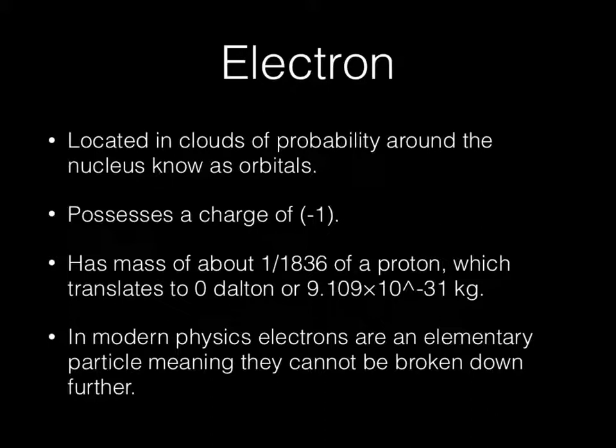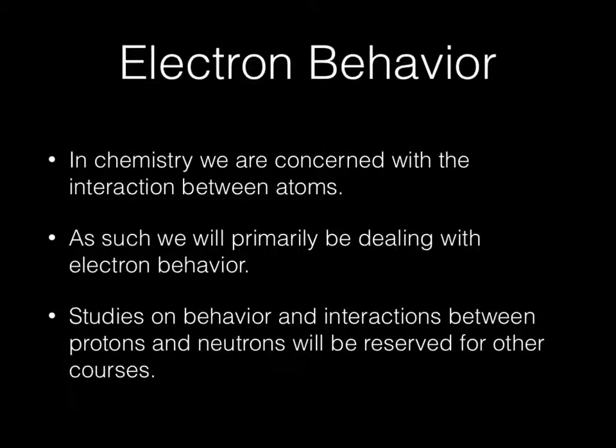In modern physics, unlike protons and neutrons, electrons are an elementary particle. They can't be broken down any farther. They are as small as they possibly can be. In chemistry, we are concerned with electrons. Electrons are what we study, basically because electrons determine the bonding and the chemical properties of the atom. Electrons are the balancing force with the protons, so the protons and the electrons kind of determine what the atom does. That's where we're going with this, is how electrons behave to form chemical bonds.